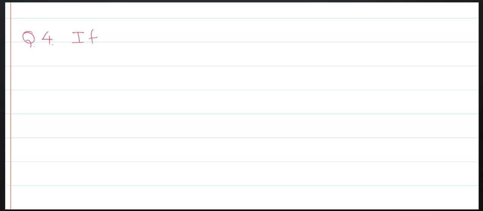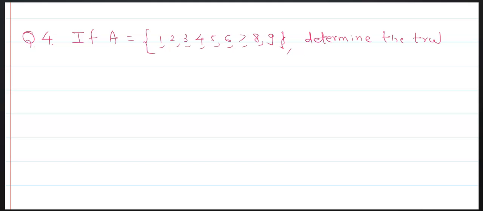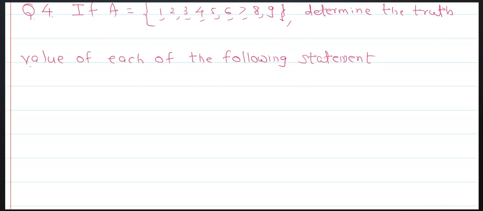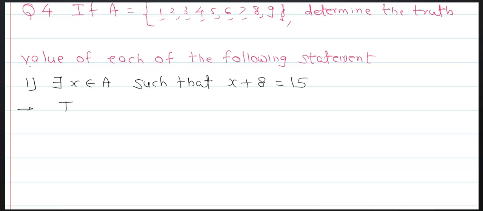Now question number 4. If A is equal to 1, 2, 3, 4, 5, 6, 7, 8, 9, determine the truth value of each of the following statements. First is, there exists x in A such that x plus 8 is equal to 15. Yes, if you take x equal to 7, then it is true.